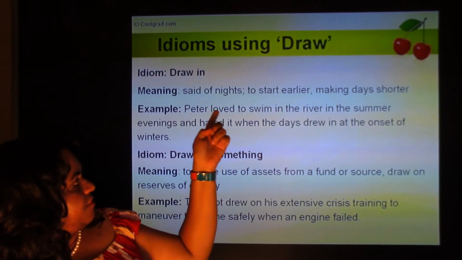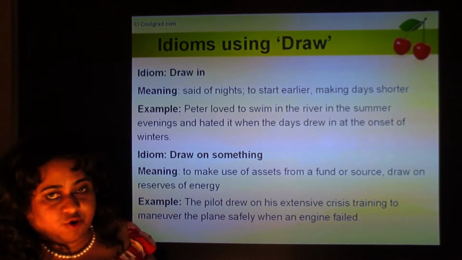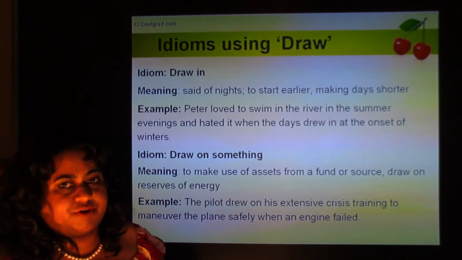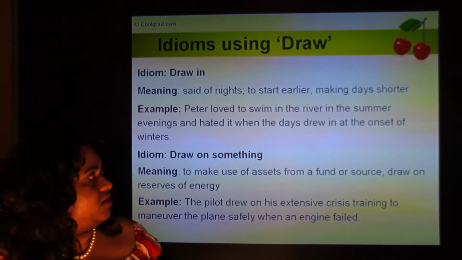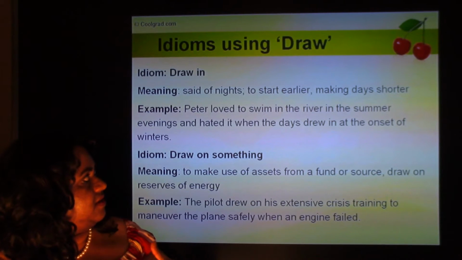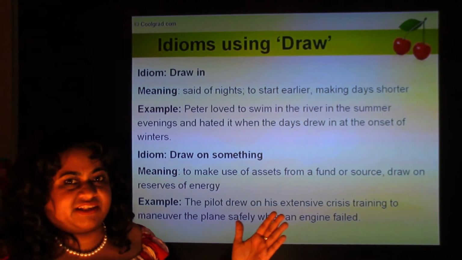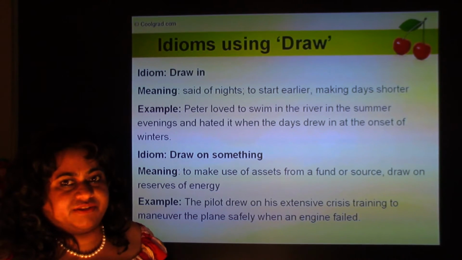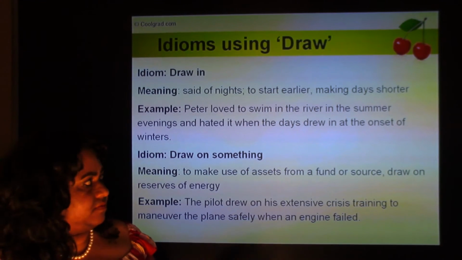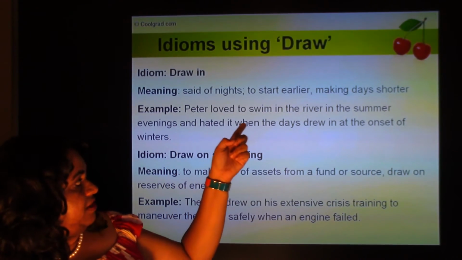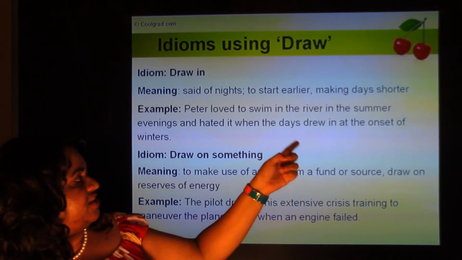Draw in: set of nights to start earlier, making days shorter. So draw in, it doesn't literally talk about drawing in something. So you have to understand the figurative meaning. Draw in means the nights start earlier, so the days are shorter. Evening starts earlier. That's what it means. So the winter is setting in, so the days are drawing in. Peter loved to swim in the river in the summer evenings and hated it when the days drew in at the onset of winters.